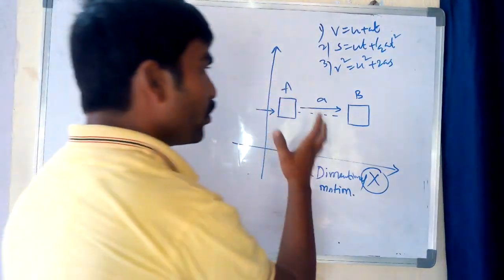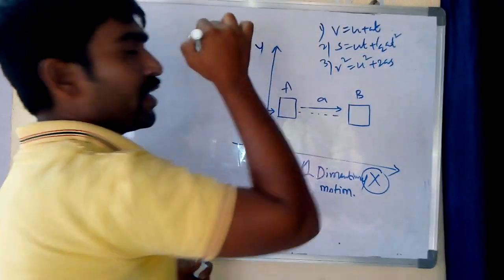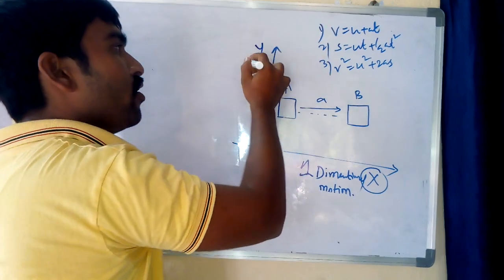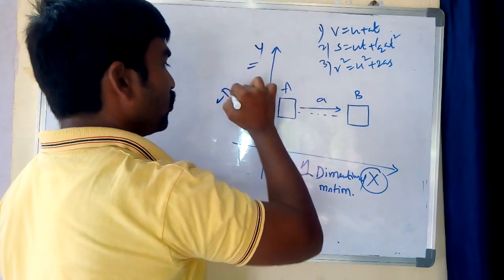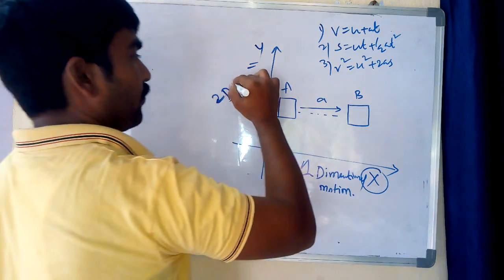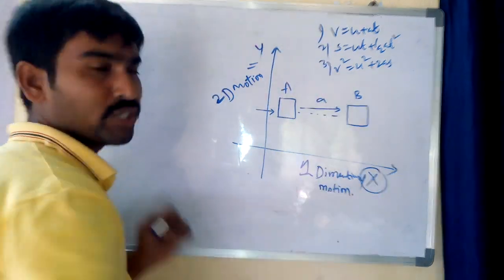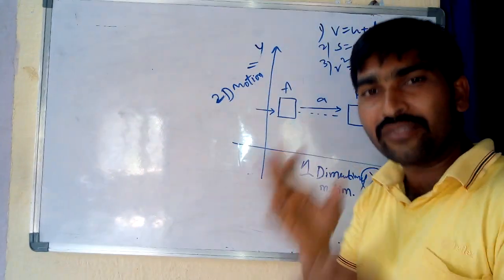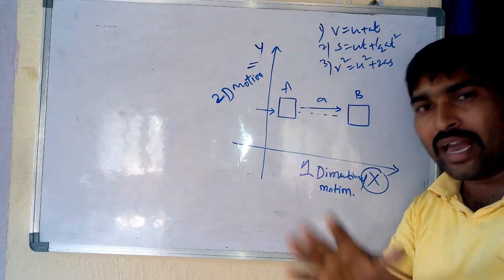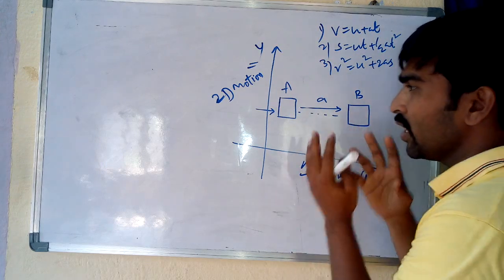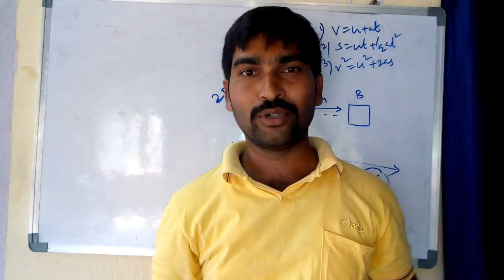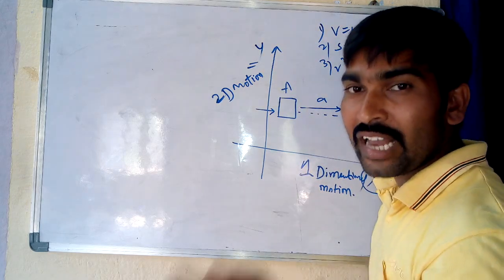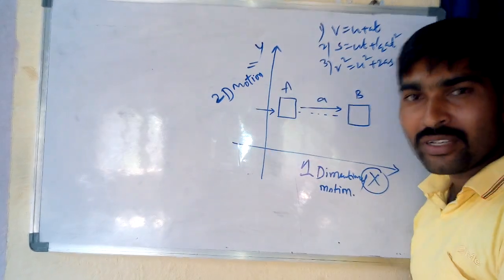We are discussing two dimensional motion along the y-axis also. For x only, this is one dimensional. When we take y also, it is called 2D, two dimensional motion. When we are taking two directions, two quantities, x quantity and y quantity, that is called two dimensional motion. Two dimensional motion is considered as projectile motion. So that projectile motion is a two-dimensional motion.